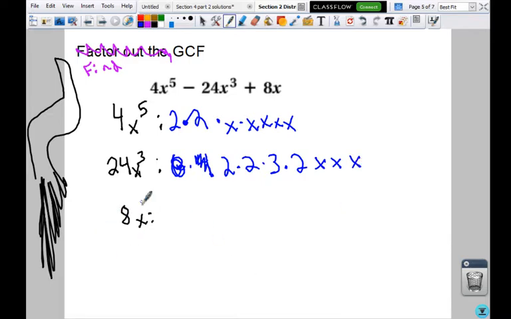And then our last one, 8. 4 times 2, right? But didn't I already find 4 to be 2 times 2? And then this one just has a single x.